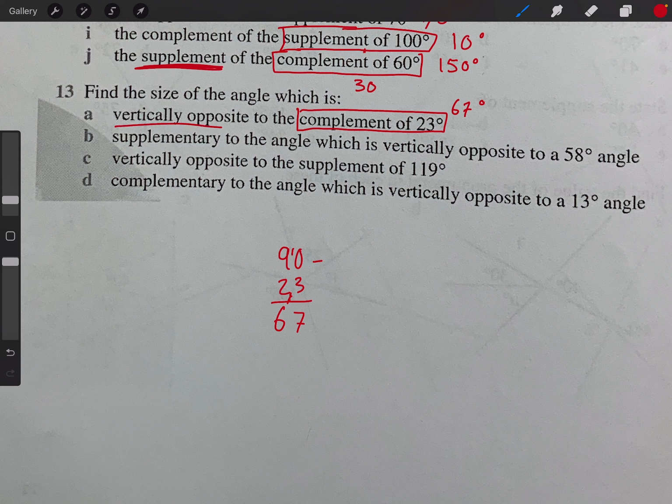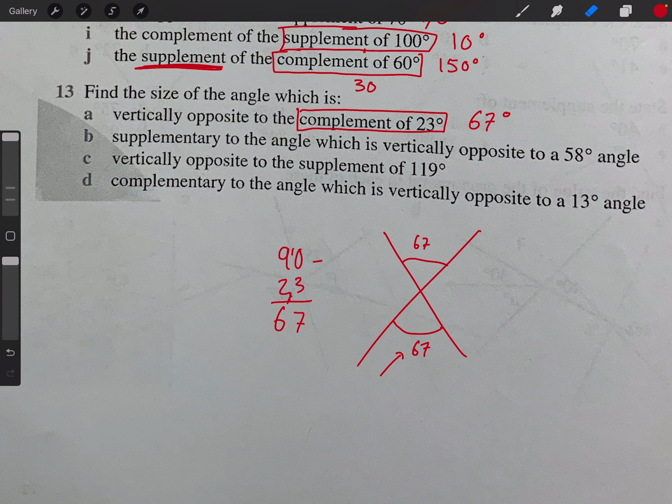And then it says the vertically opposite of 67. So imagine you have an angle which is 67, like this. And they ask, what is the angle that's vertically opposite to it? It will be exactly the same, 67. So the answer is just 67 degrees.